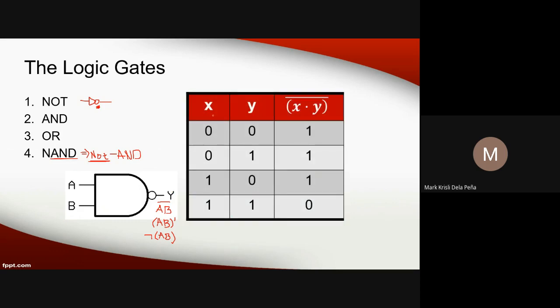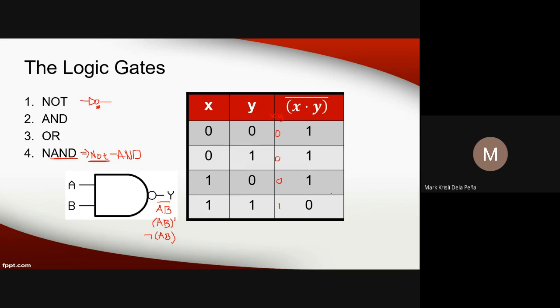So if our inputs are X and Y, supposedly an AND gives an output of 0. Since we are complementing it, that is why it's 1; 0 becomes 1. So we just have to complement the output of an AND gate to have a NAND gate. Now, why do we have the NAND logic gates?